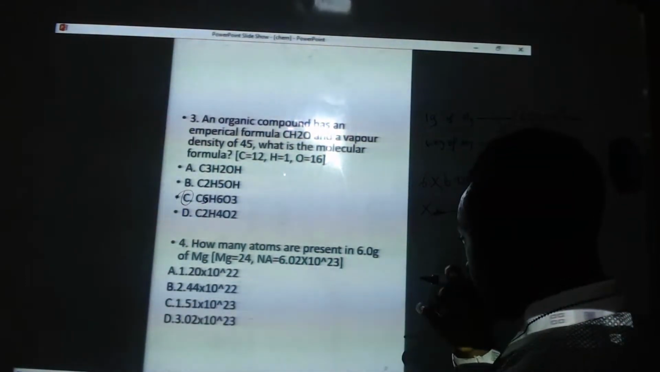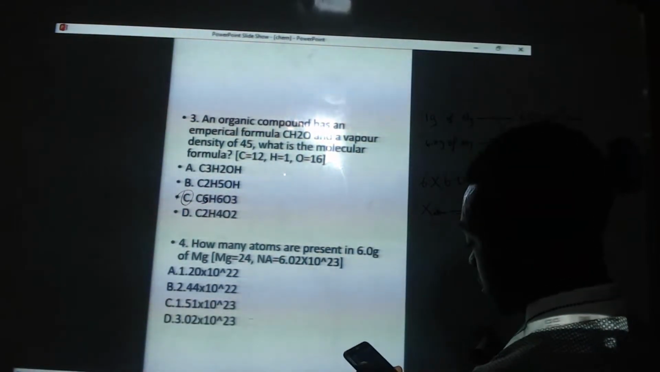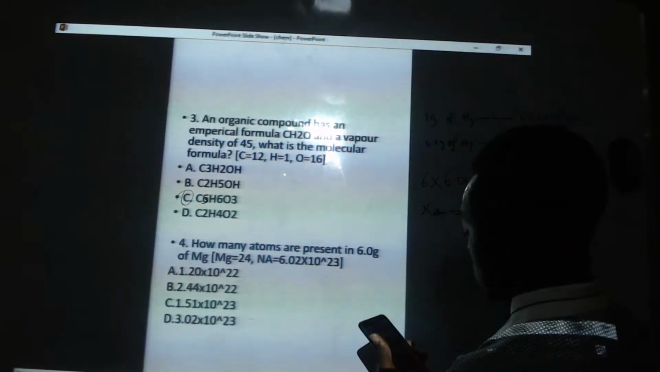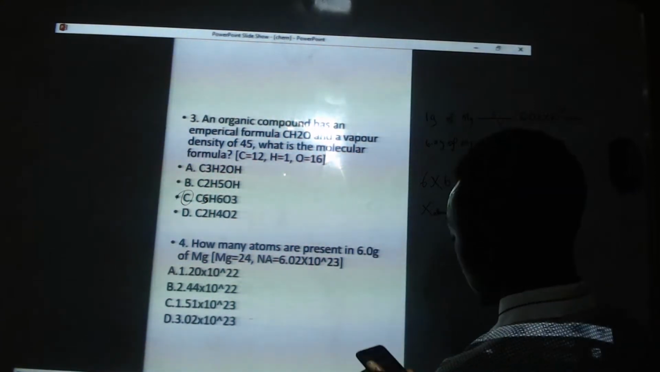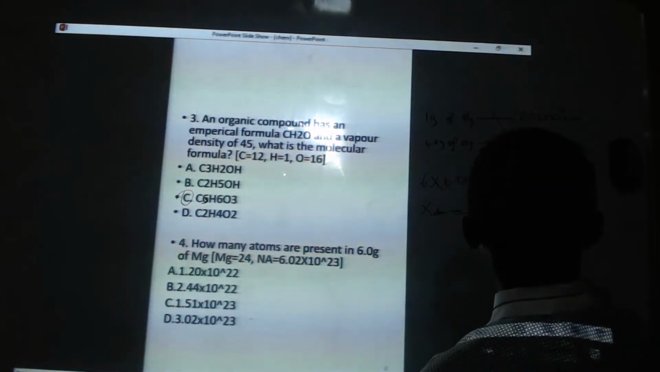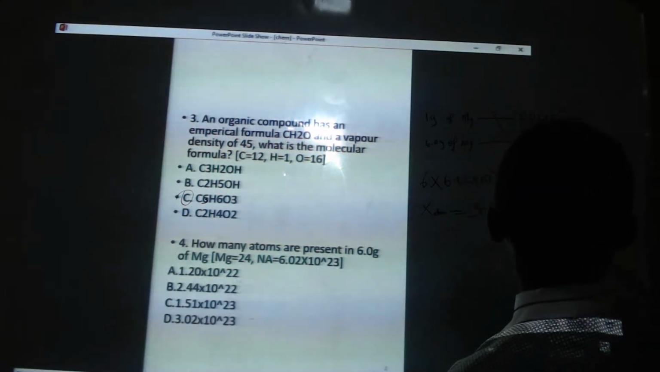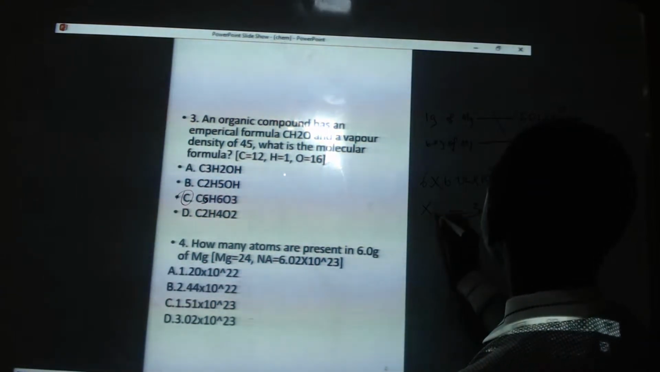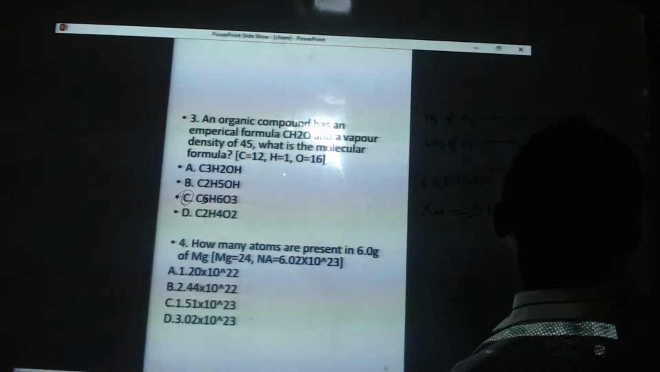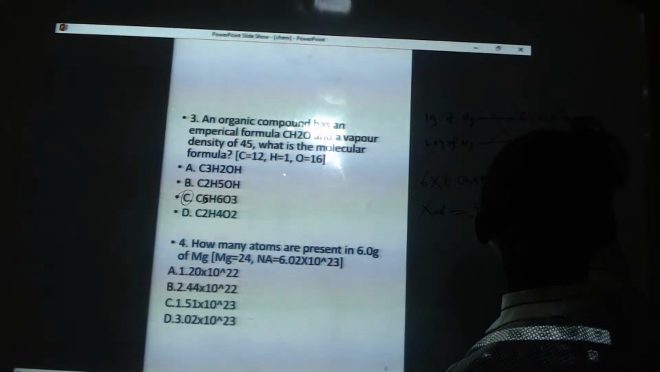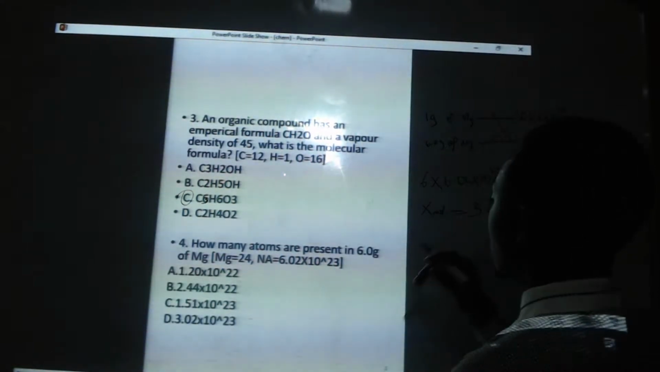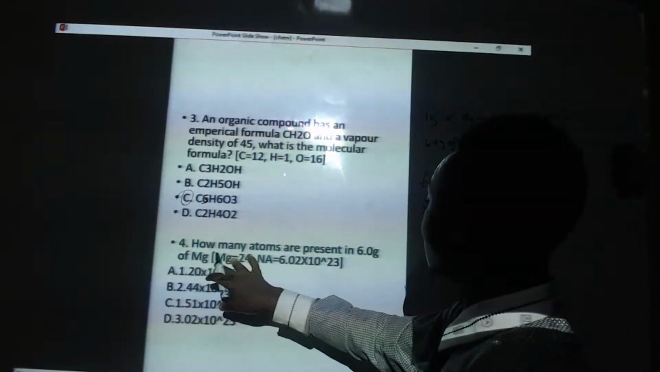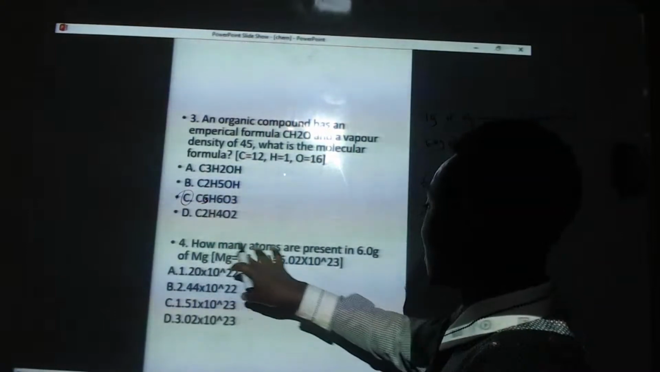Okay, you'll be getting 3.61 times 10 to the power of 24. Actually, what you get here first is your mole, because this is a mole, let's convert it to mole. The next thing you have to do, because you're being given the molar mass here, is to find the atom directly.